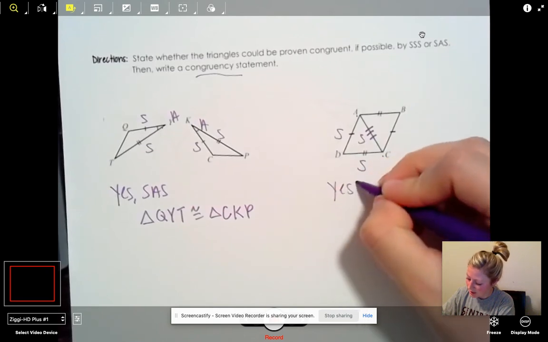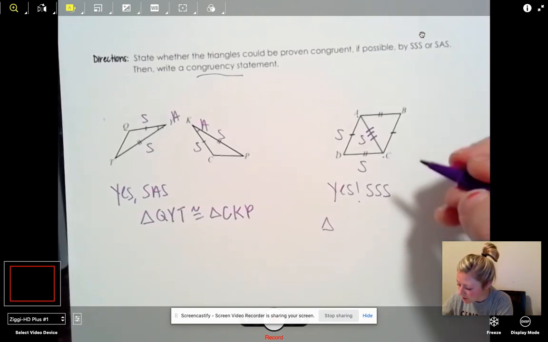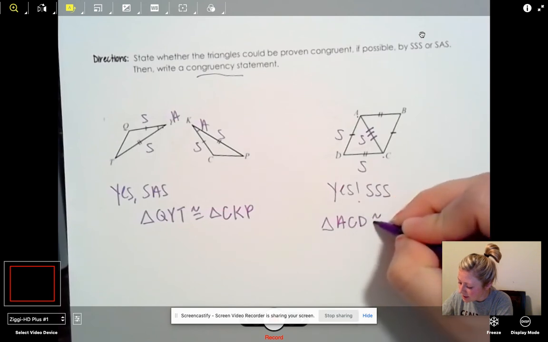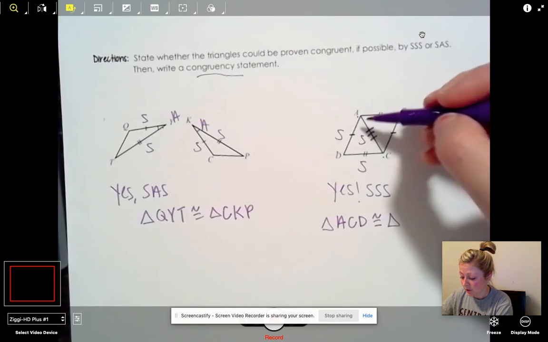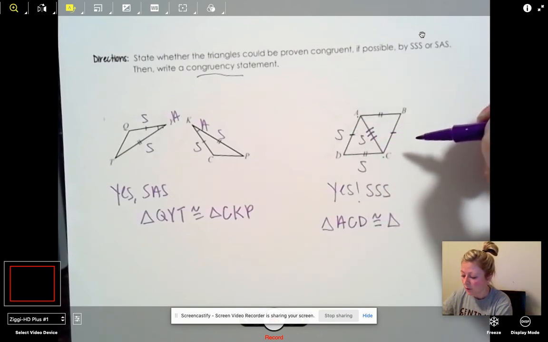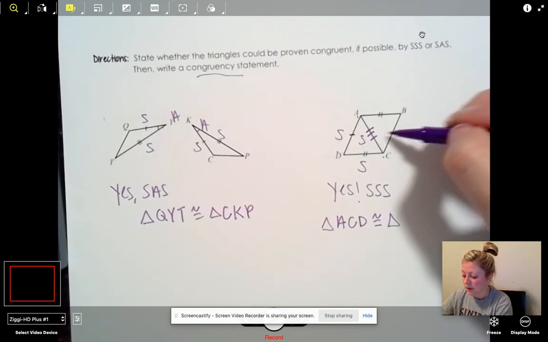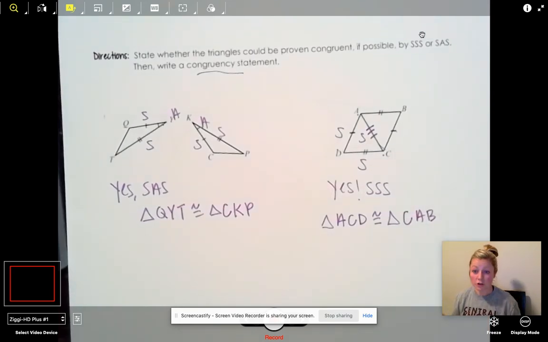So we're going to say yes, side, side, side, and then we can list our triangle congruents. So we can say triangle ACD is congruent to triangle... So now it's kind of tricky. You kind of have to look. So A on this left triangle was between the one tick mark and the three tick mark side. Now what letter does that correspond to? Well, that'd be C because it's between the one and the three tick marks. So we're going to say CAB. You're just matching, folks. Don't overcomplicate it. Just play the matching game, right?